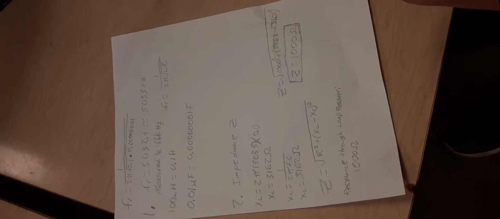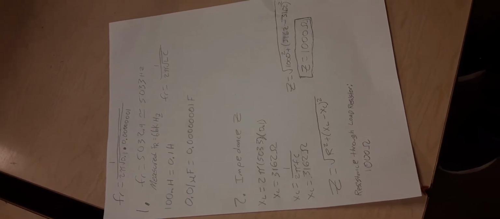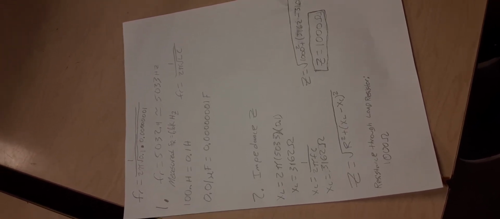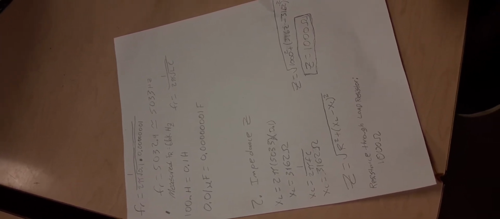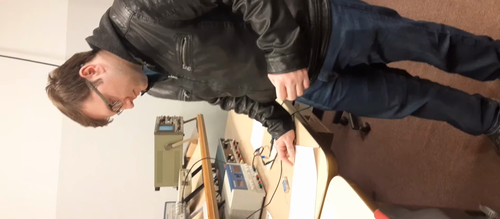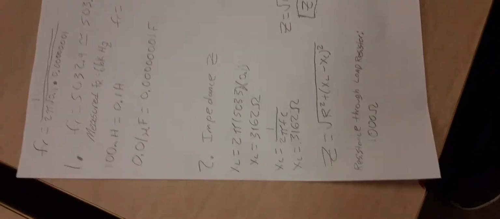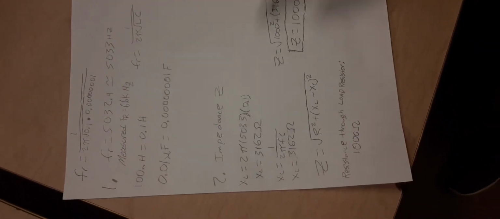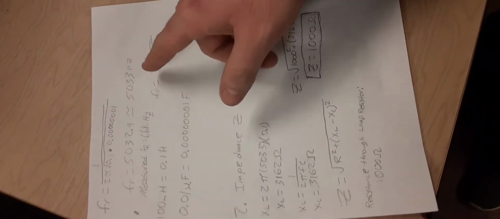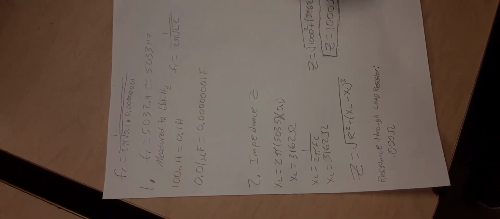I'm calculating resonant frequency. That's 1 over 2 pi times the square root of your inductance times capacitance. So I have 100 millihenries, and that converts to 0.1 henries. And I have 0.01 microfarads, and that converts to 1 times 10 to the negative 8 farads. And I calculated that to about 5,033 hertz. So that's around 5,000 hertz.